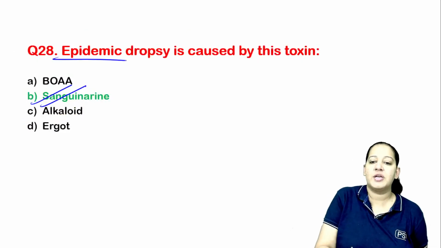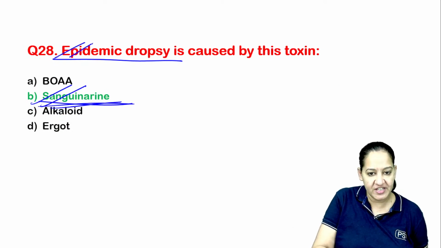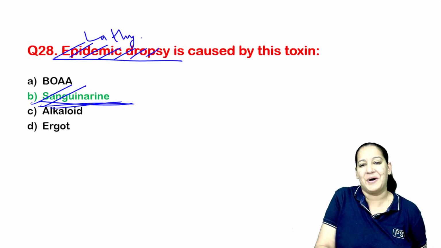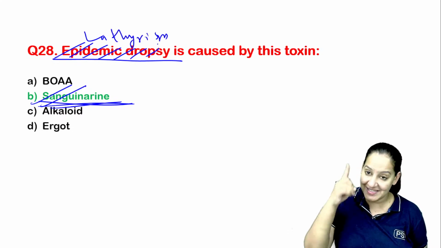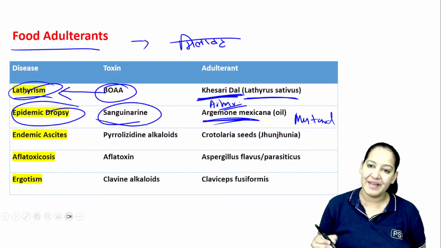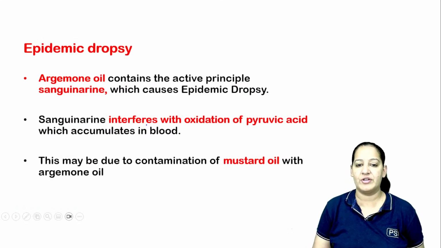So you can see the question, epidemic dropsy is caused by. Answer is sanguinarin. If I change the same question and ask you, lathyrism is caused by, what is your answer now? In the same options, your answer will become BOA. You got my point? So likewise, we can change the question and the answer will change. You have to learn this table, the table of food adulteration.